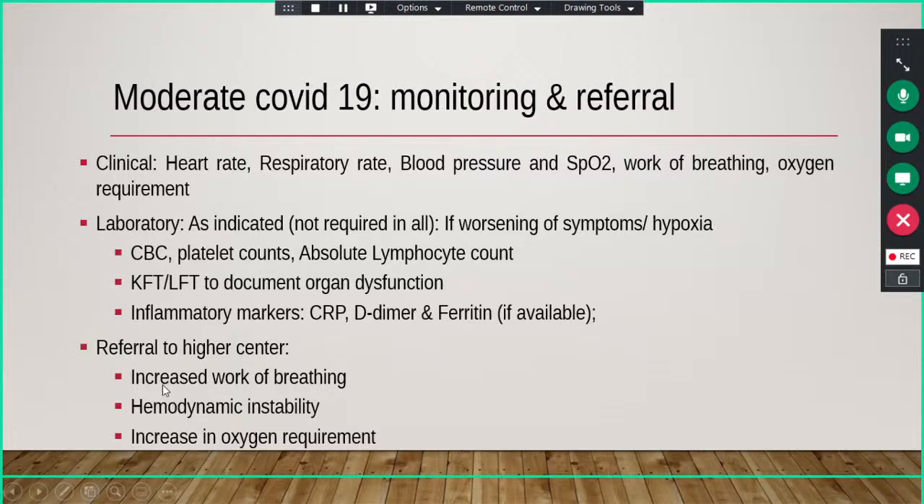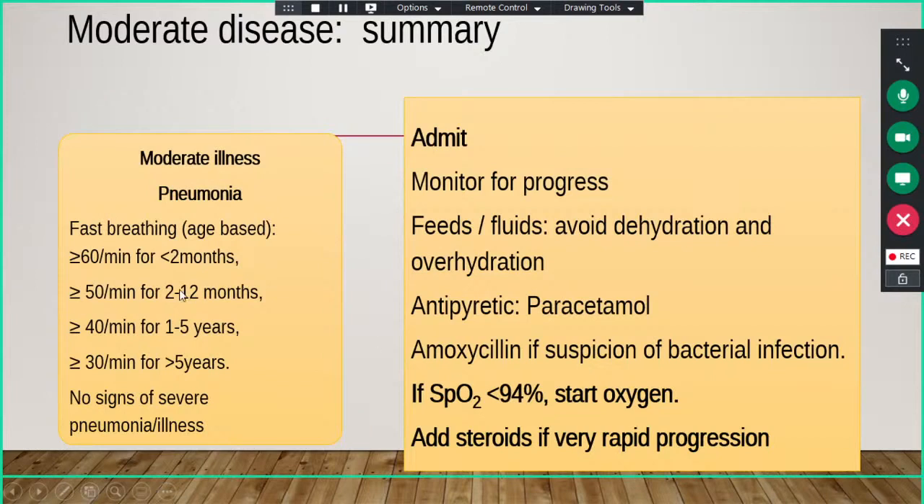If a patient has increased work of breathing, hemodynamic instability, or increase in oxygen requirement, if any of these things are there, in that case, patient should be referred to a higher center. So, to summarize, if someone is having a pneumonia, hypoxia, mild, admit them in a COVID care facility, COVID specific hospital, monitor for progress, antipyretics, paracetamol, amoxicillin if suspicion of bacterial infection, and if oxygen saturation is less than 94%, start oxygen. Add steroids if very rapid progression.